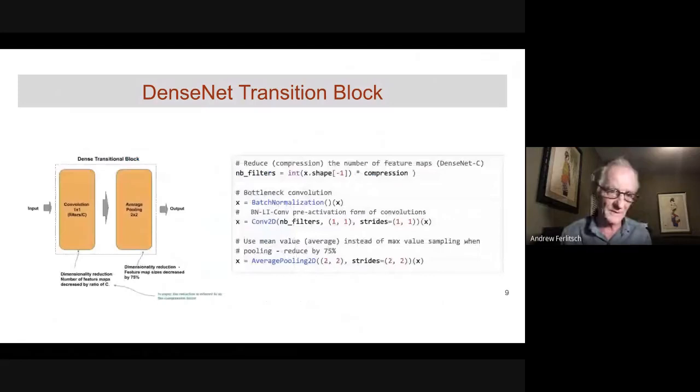So here I'm just showing a little code snippet for implementing this. If we assume X is our input, we're going to want to find out the number of channels, or the number of feature maps, which is the last element in the shape of our tensor. We're going to multiply it by our compression, how much we're going to reduce it by. Then we're going to have our one-by-one bottleneck convolution. And notice here that we don't have a ReLU. Instead, they used a linear activation. That is the default, and that's denoted by a BN-Linear conv. And then finally, we did our average pooling to reduce the size of those feature maps by an additional 75%.